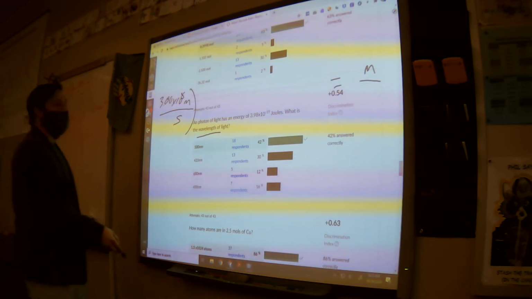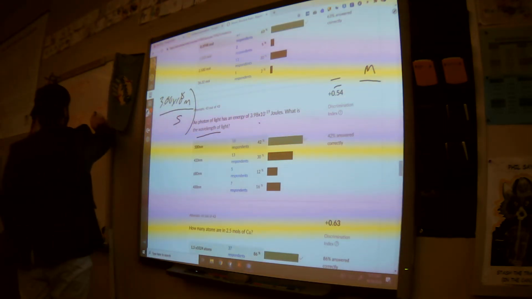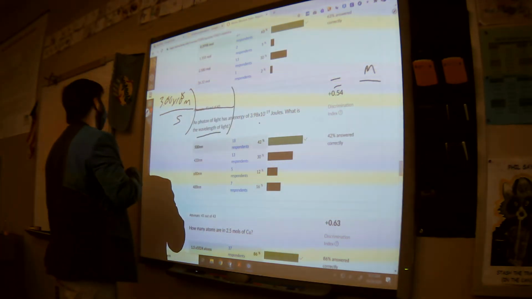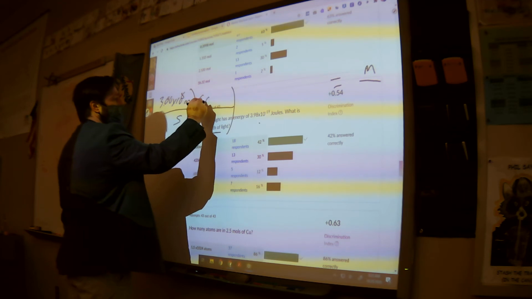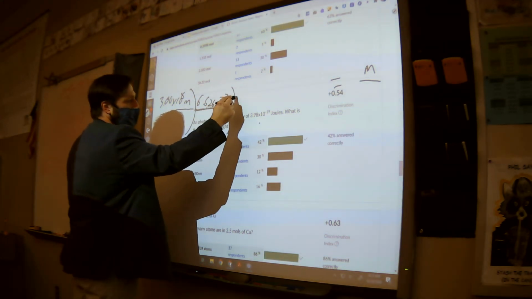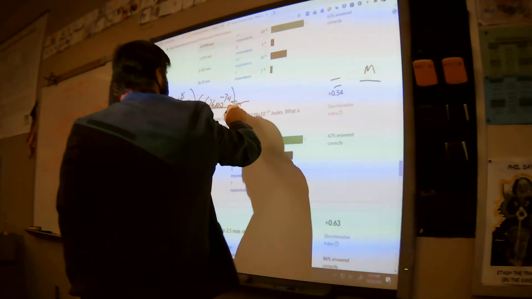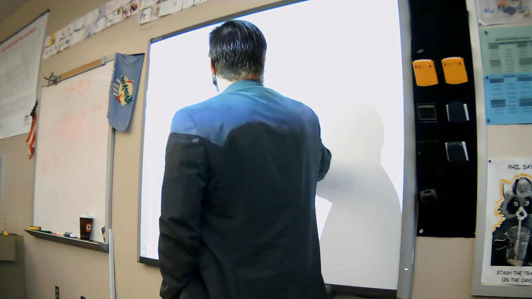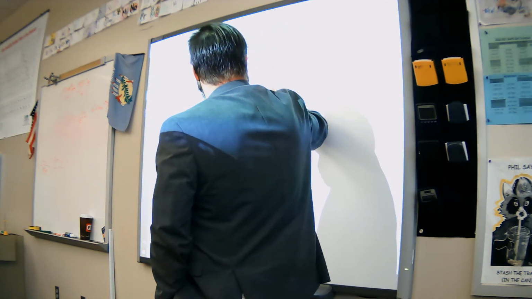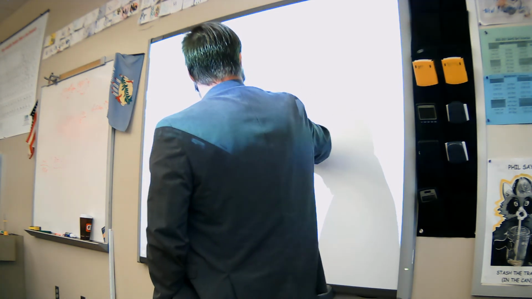What has seconds in it? Yes. Okay. Is that going to be on top or bottom? Top. 6.626 times 10 to the negative 34th joule seconds. Seconds cancel. Now what do I need to get rid of? Joules. Hey, I got joules right here. 3.98 times 10 to the negative 19 joules. Joules cancel.